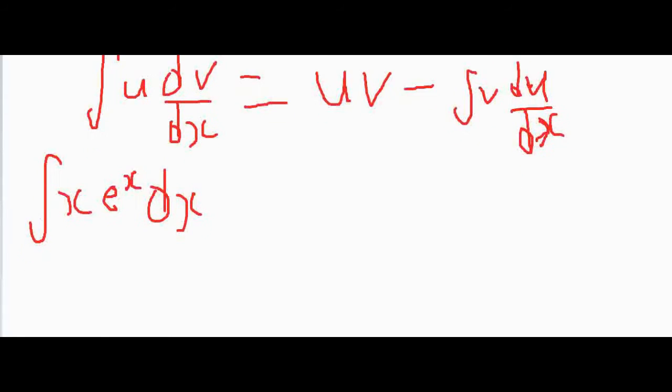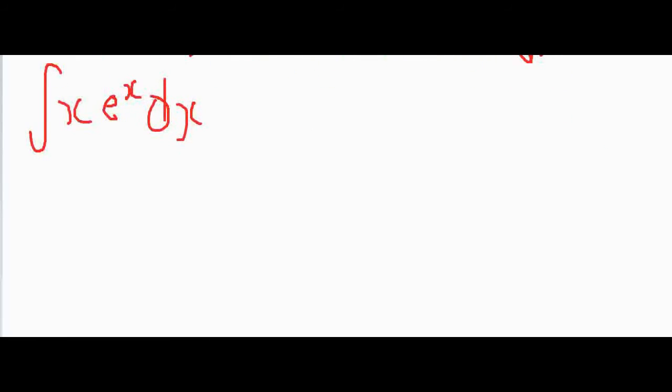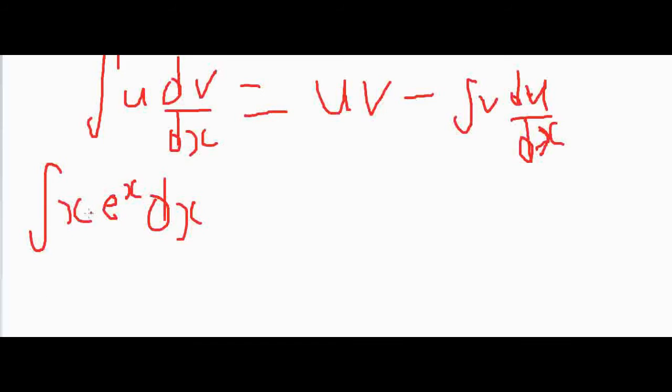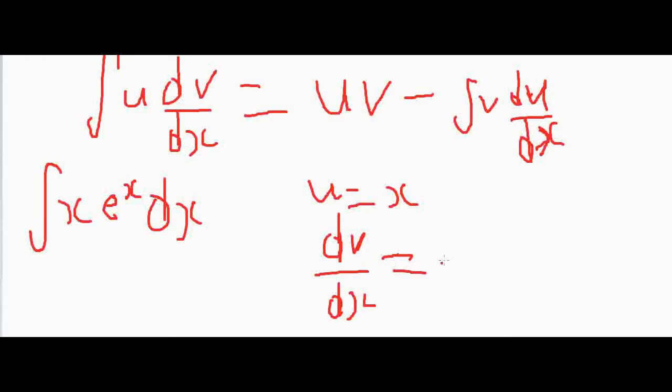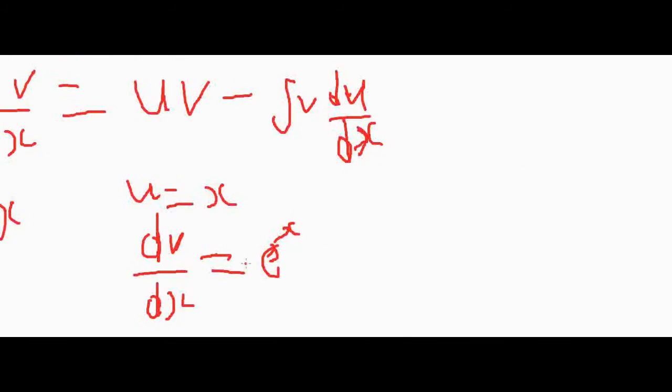Now, what we will do from here, we have our formula. So we're going to assign one of these as u and the other one as dv/dx. In this case, it's best to assign u equals x and dv/dx equals e to the x. Now, let's move on. So now we need to solve for v, and we need to get du/dx in order to carry out this integral fully.